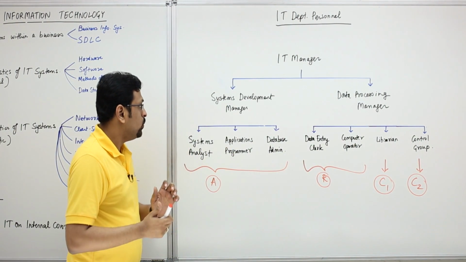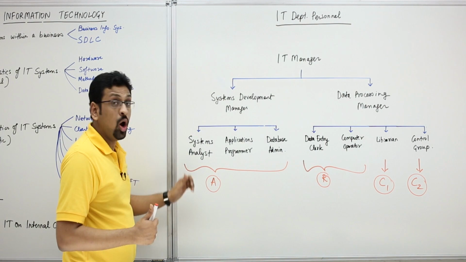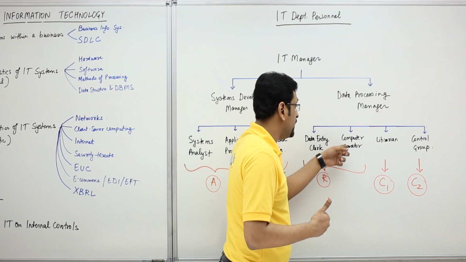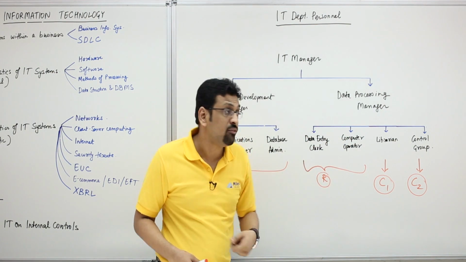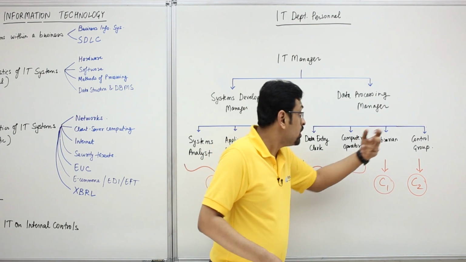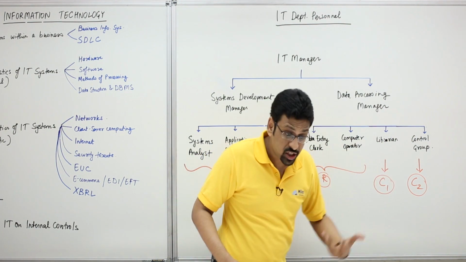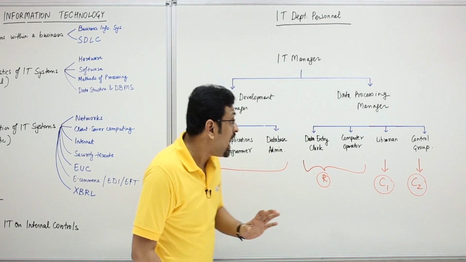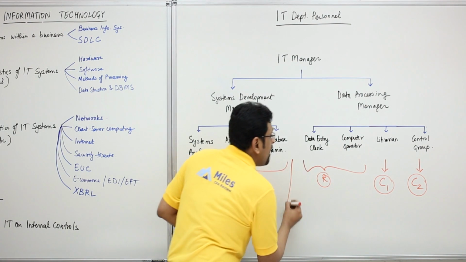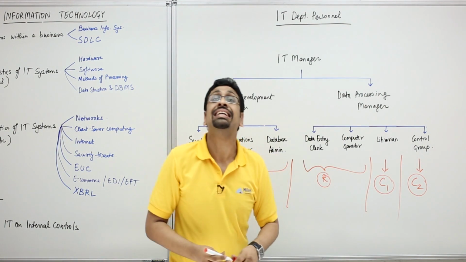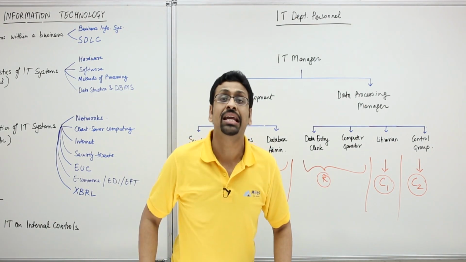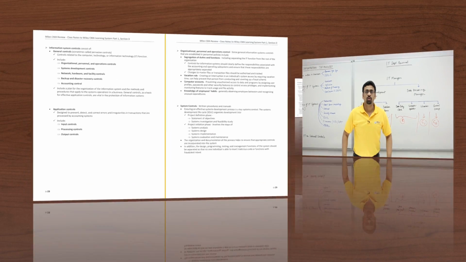So once again, we are looking at the systems development team doing authorization, the data entry clerk and the computer operator in charge of the record keeping function, the librarian in charge of the custody function, and the control group in charge of the comparison function. And because we have different employees in charge of these functions, we have also ensured proper segregation of duties. So that's your ARCS in internal control.